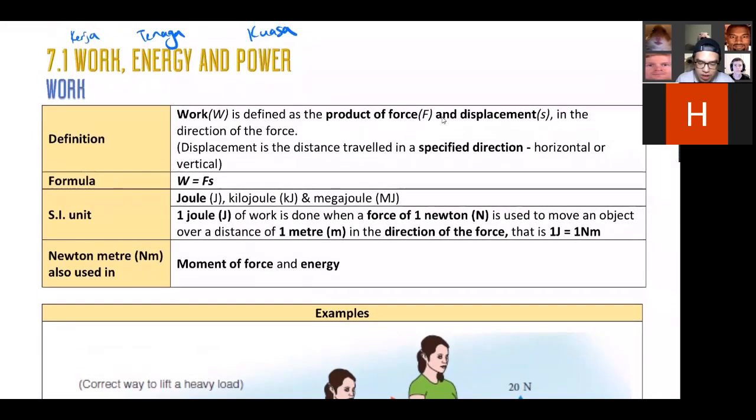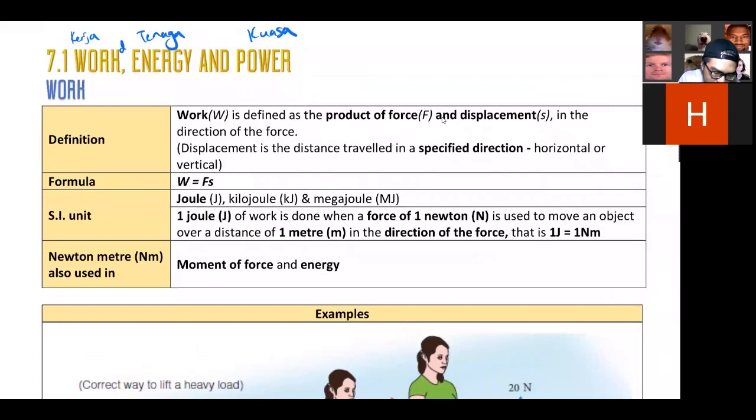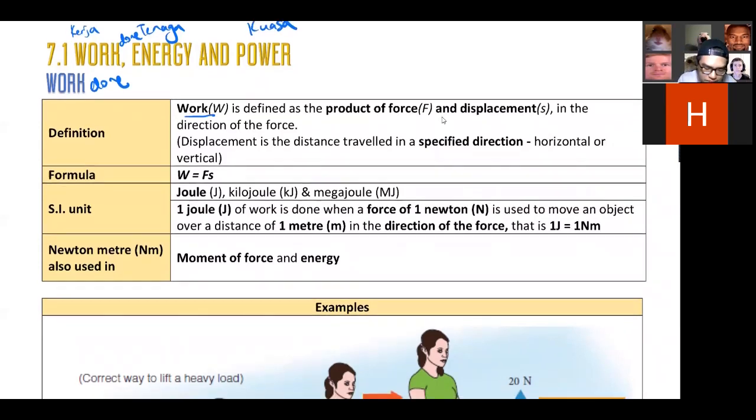Sometimes they call it work done. Some books say work done. Work or work done is the same thing. In BM it's still called kerja, kerja dilakukan. So what is work done or work? The definition is very simple. Work done is defined as the product of force and displacement. So the formula is here.